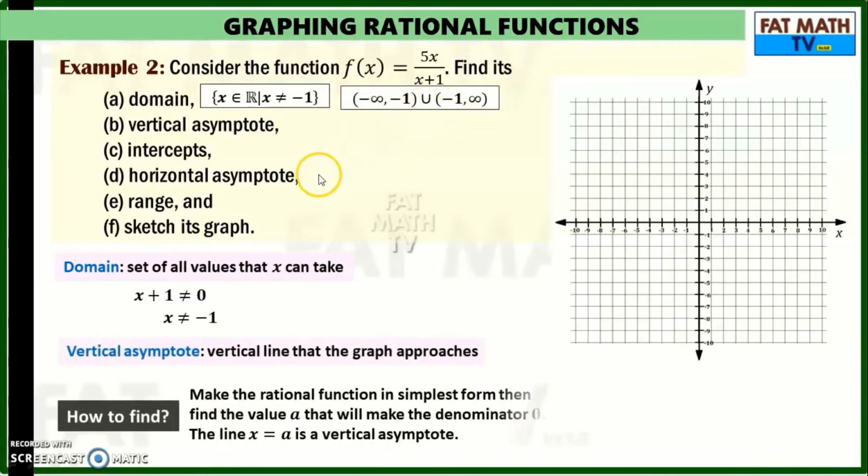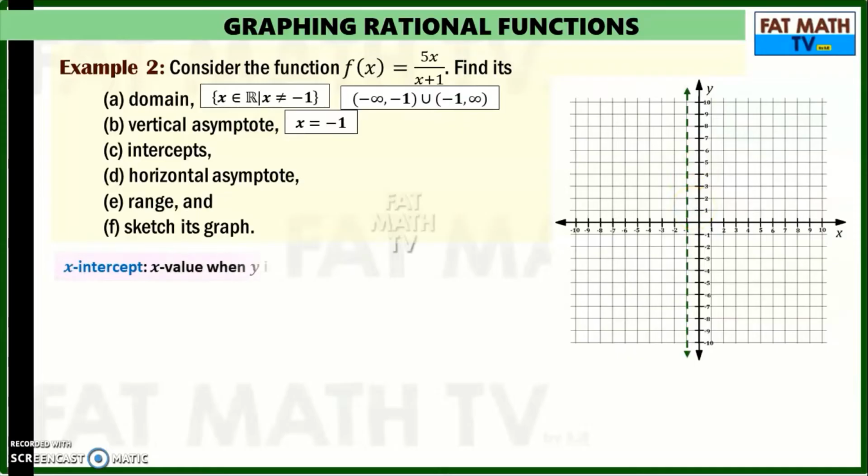So for the vertical asymptote, you will find the value of x that will make the denominator 0. As we have found in the domain, the denominator is 0 if x is negative 1. So x equals negative 1 is the vertical asymptote. Where do you think is the line? It's a vertical line that passes through x equals negative 1. So it's this line. That's the vertical asymptote, meaning the graph later will approach this line but will not meet it.